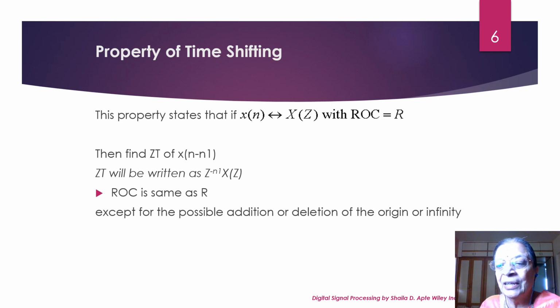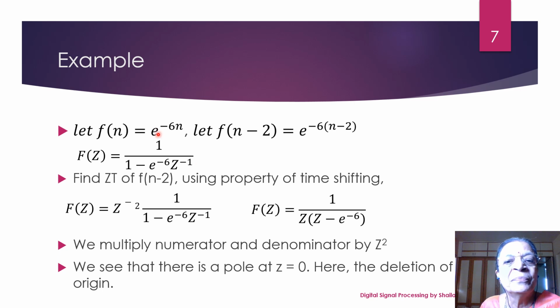Let us consider one example to illustrate this. So consider example again, f(n) is equal to e raised to minus 6n. Now what will be f of n minus 2? We just have to replace n by n minus 2. So we write it as e raised to minus 6 times (n minus 2).